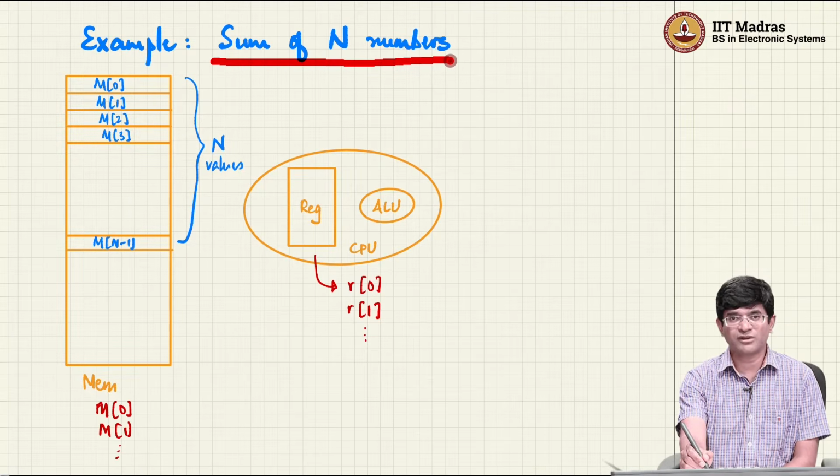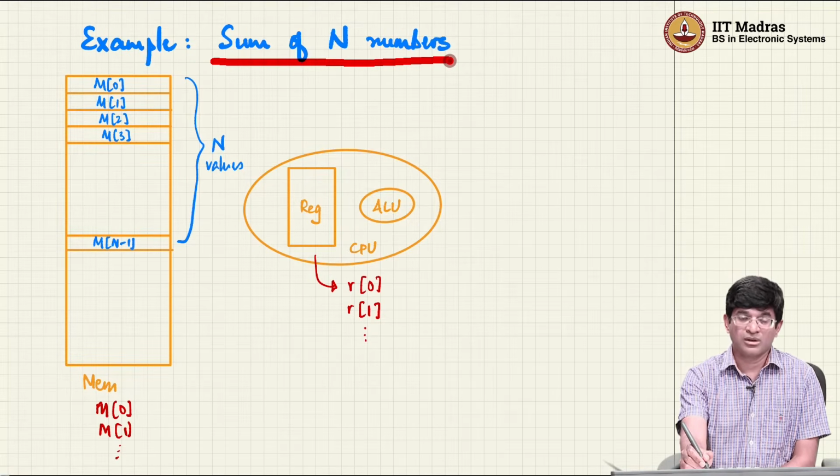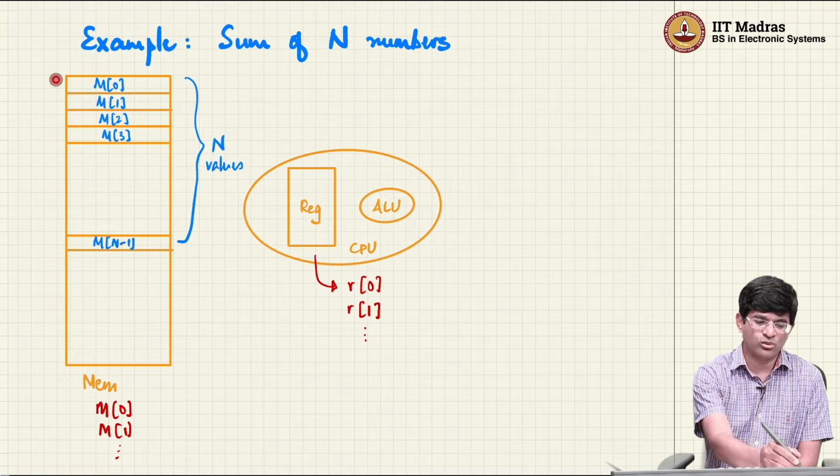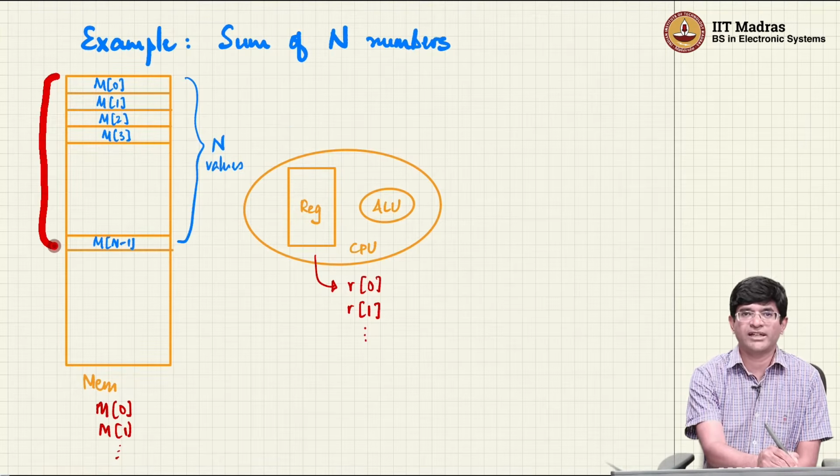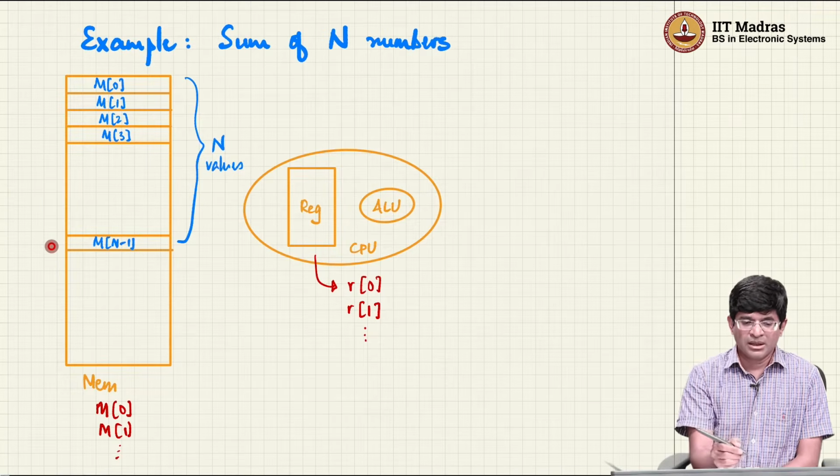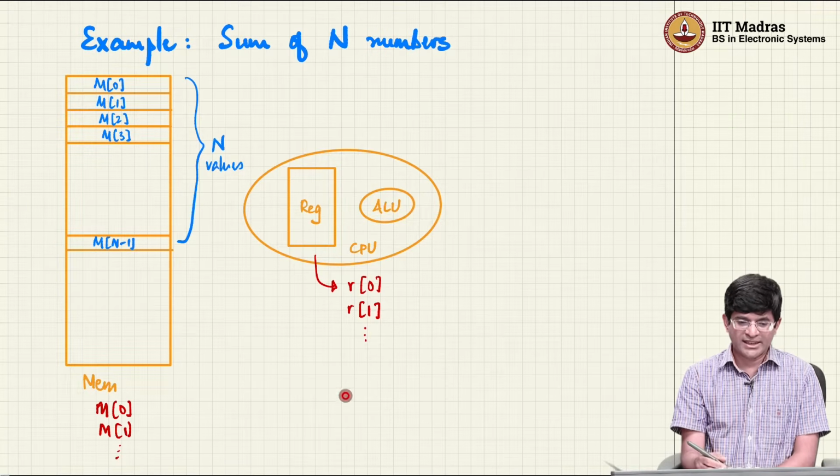Okay, it's not the sum of the first n numbers. What I'm saying is there are some n numbers. What are those n numbers? I'm going to assume that they are already stored somewhere in memory, right? Now there are a couple of interesting things out here, right?